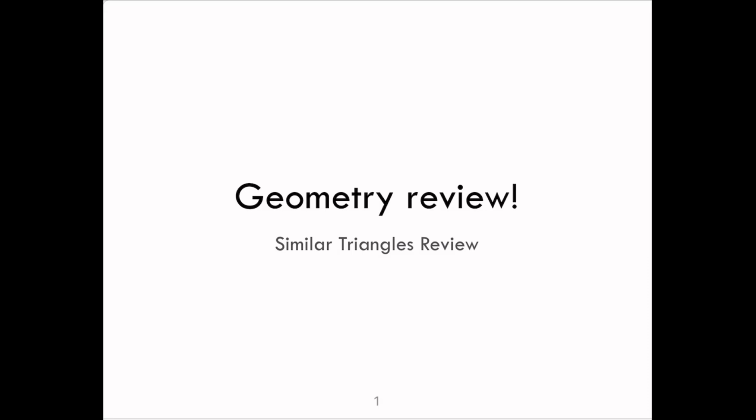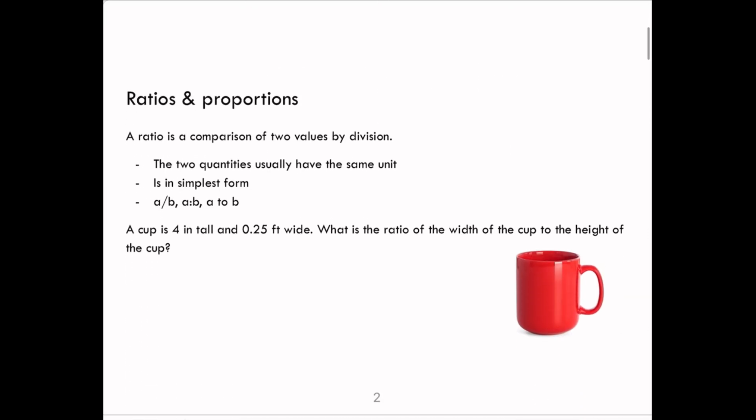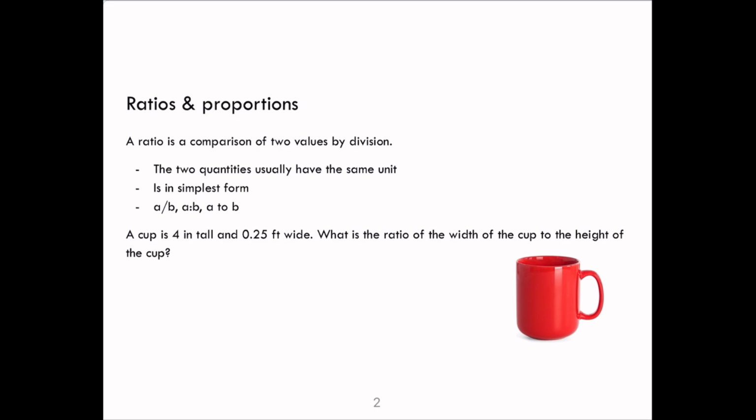Hi guys, in this geometry review video, we'll be going over similar triangles. So first, let's go over ratios and proportions. A ratio is the comparison of two values by division. The two quantities usually have the same unit. They are usually in simplest form, and here are just some ways that ratios can be written.